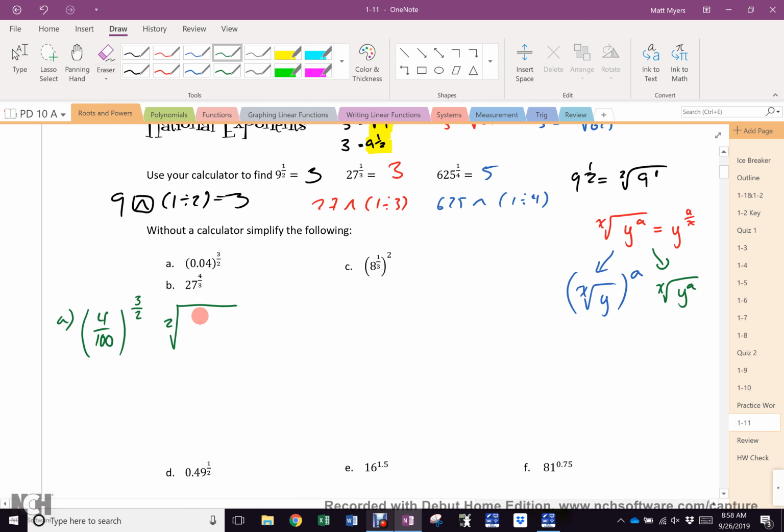So what's going here? 4 over 100. Where did the numerator go? To the power. Now, since this has a square root, we are going to do the blue version, and we're going to put the 3 out here. What is the square root of 4 over 100? 2 over 10 cubed. What is that?